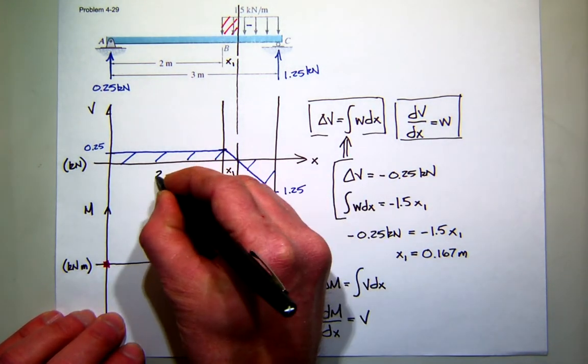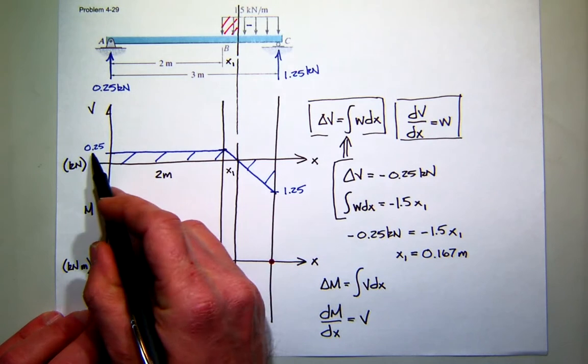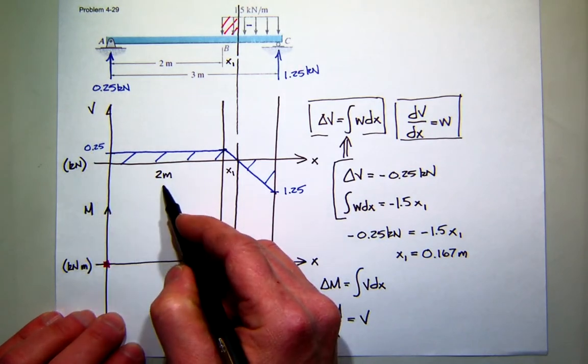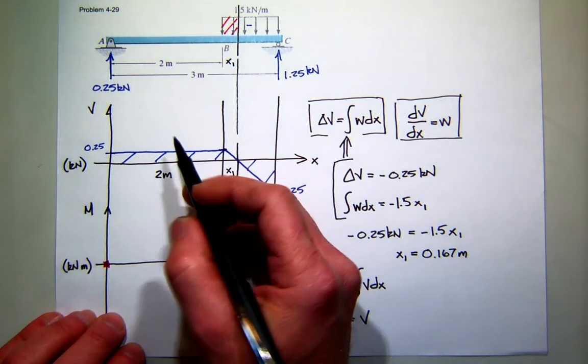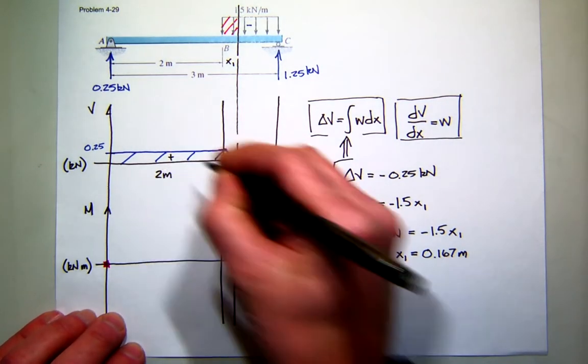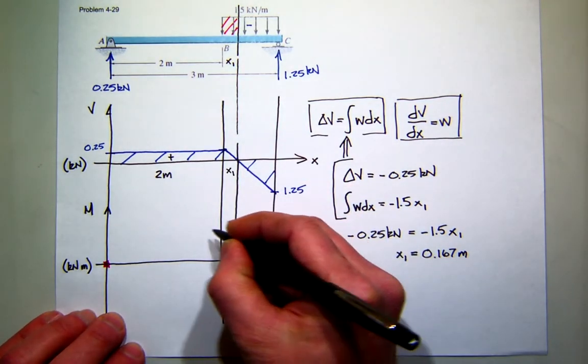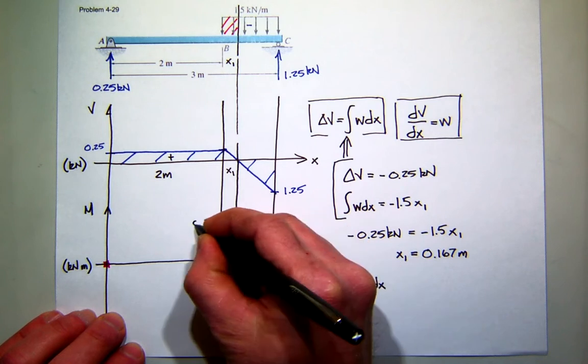What is that area? Well, it's 0.25 times 2. Right? That's 0.5. And that's positive area. So I have a positive change. So I go here and I get, what did I say? 0.5.